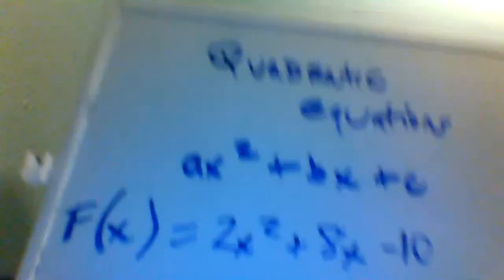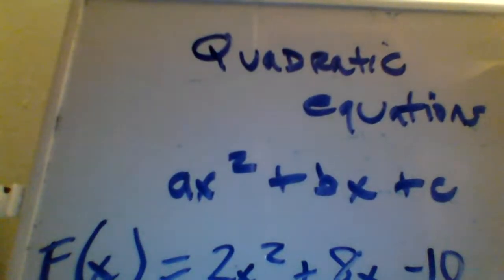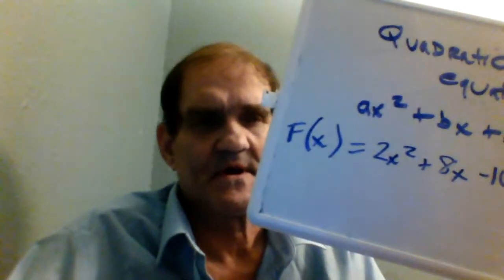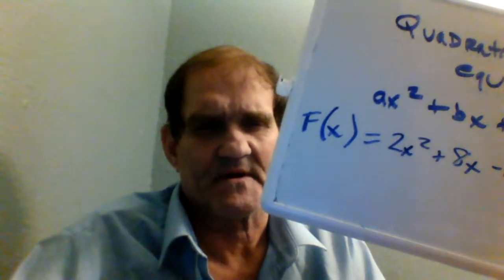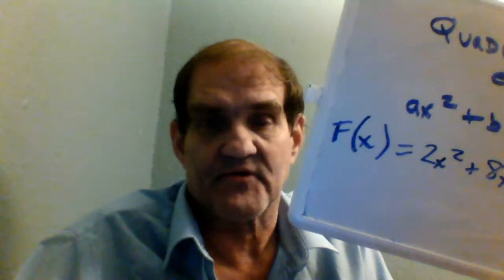So let's say the equation is going to be 2x squared plus 8x minus 10, and that's what you have. That's your equation, 2x squared plus 8x minus 10. Now you're starting off with that, and I say f of x because f of x is simply like using the variable y.